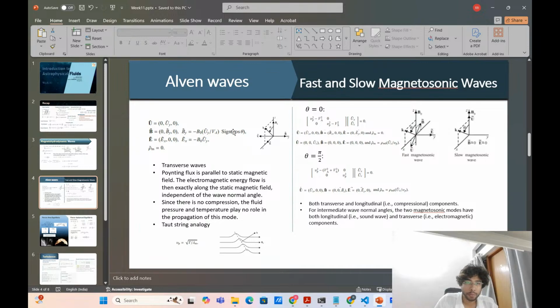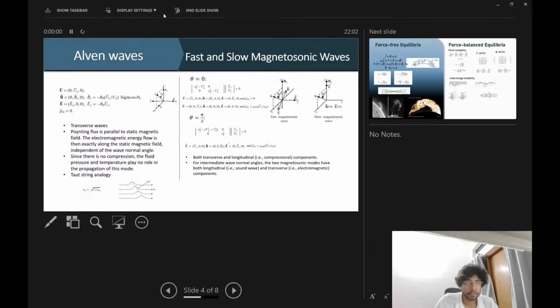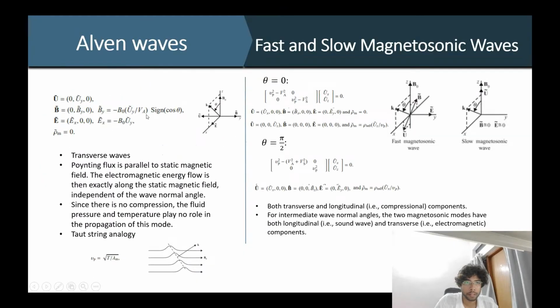And if you try to get the magnitude of this magnetic field, this is how it will turn out to be. As you see, there is a minus sign over here. So U and B will be in opposite directions along Y.